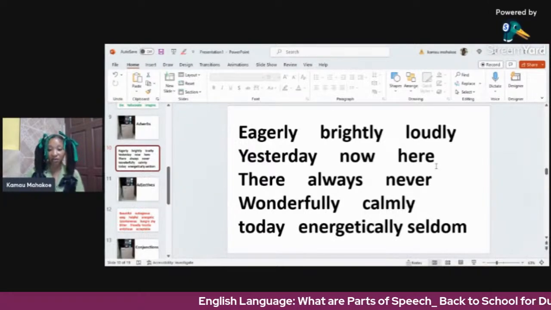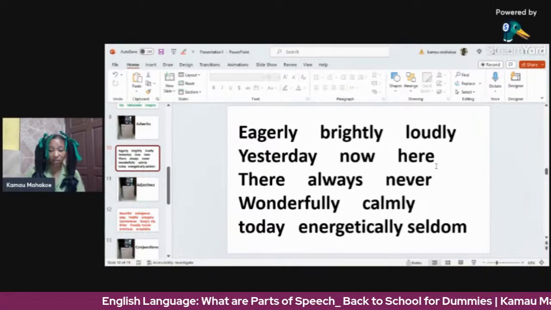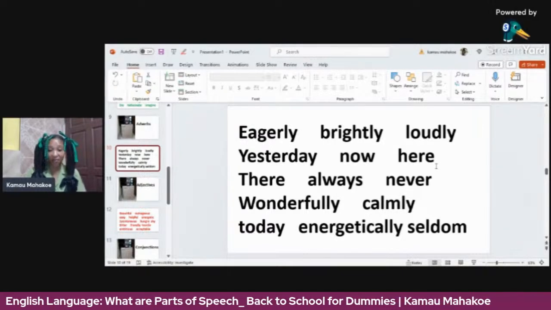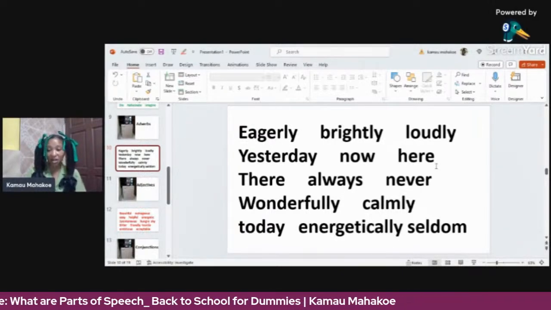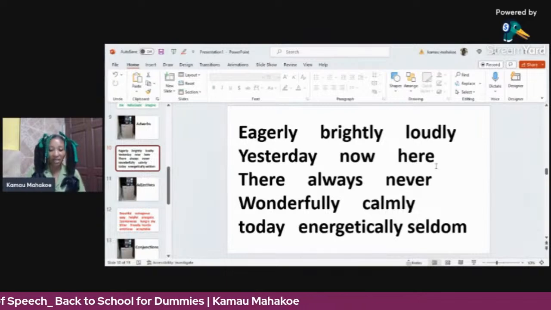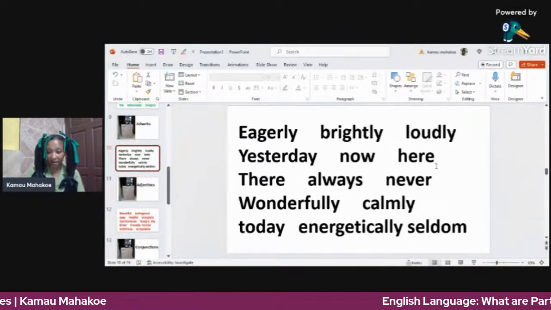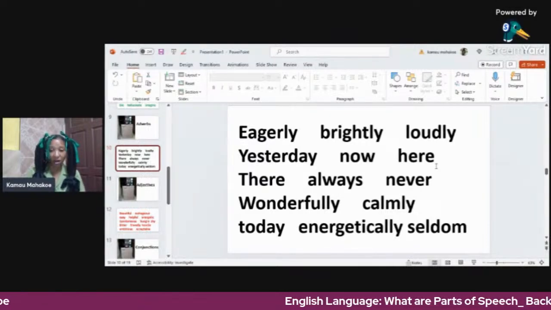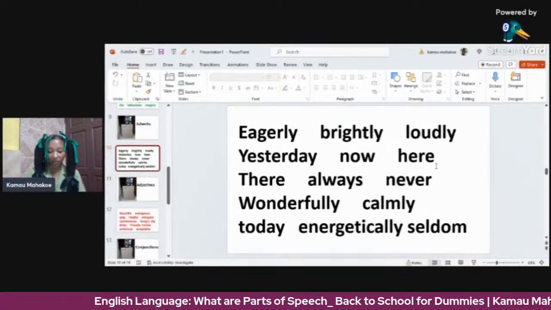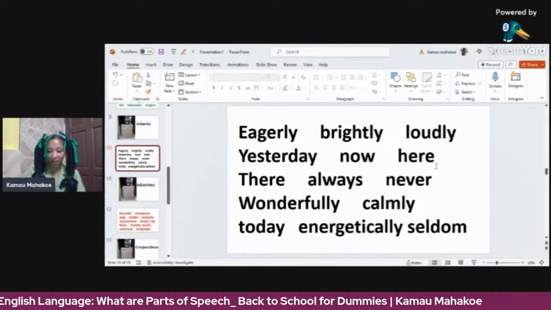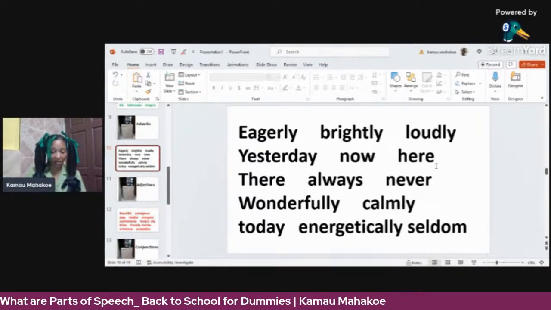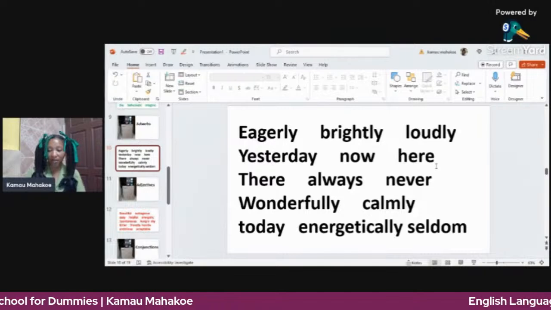So here are some of them. Eagerly, so you do something eagerly. Brightly, loudly, as we said, yesterday is an adverb. Now, here, there, always, never, wonderfully, calmly, today, energetically, seldom, and so on.